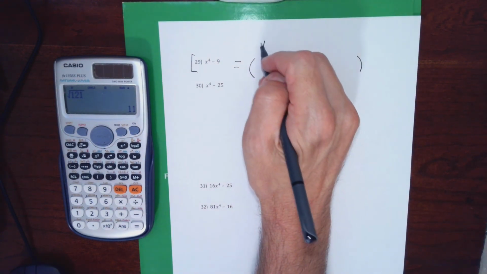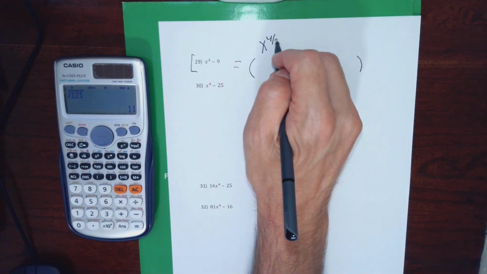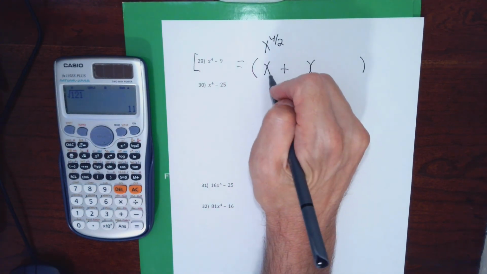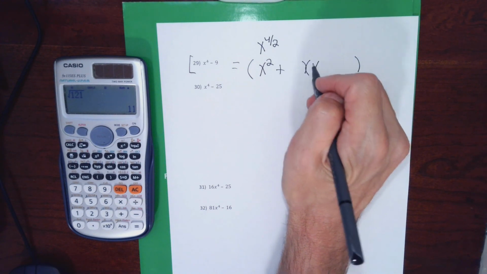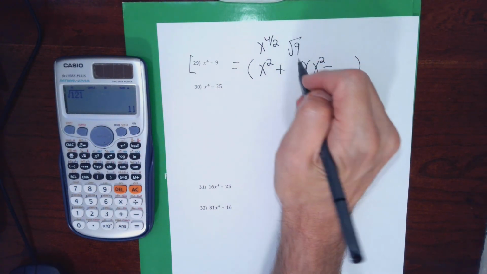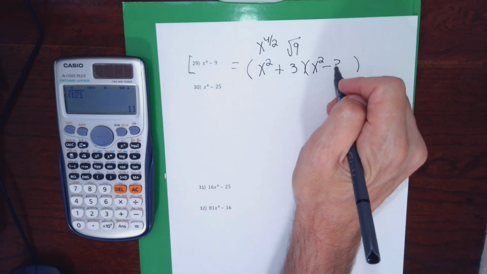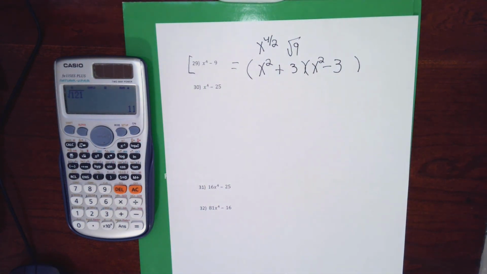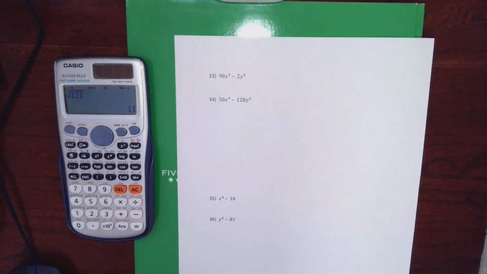To fill in the firsts, I'm going to divide 4 by 2 and get a couple of x squareds before my signs. To end off my parentheses, I'm going to square root the 9 and get a couple of 3's. 31 and 32 are the same, so I'll let you do that if you want to give those a go. Rather look at 33 and 34 because those look harder to me.